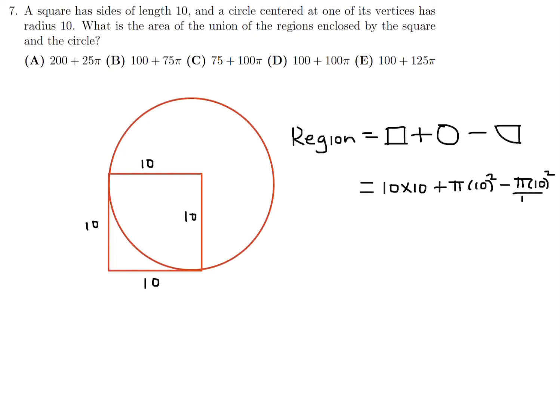divided by 4. So 10 times 10 is 100. Pi 10 squared is 100 pi, and the circle divided by 4 would be 100 pi divided by 4, which is 25 pi. And this basically becomes 100 plus 75 pi. And therefore, number 7, the answer is B.